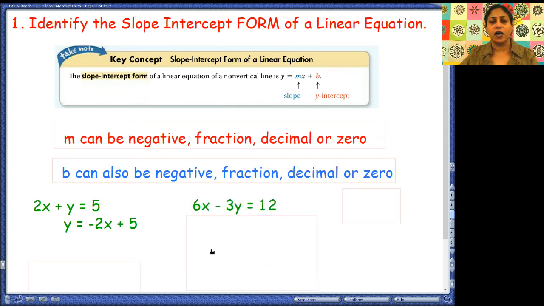This one is not in slope-intercept form, but we can change it around so that it becomes slope-intercept form. M is 2, b is negative 4. The last one is actually also slope-intercept form. M is 0 and b is negative 7.